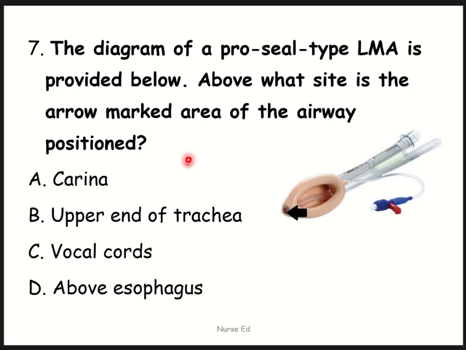Now see the diagram. This is a pro-seal type LMA, pro-seal type laryngeal mask airway. Above what side is the arrow-marked area of the airway positioned? Carina, upper end of the trachea, the vocal cords, above esophagus. What do you think is the answer? This is to be fixed above what level? It should be fixed above the esophagus.